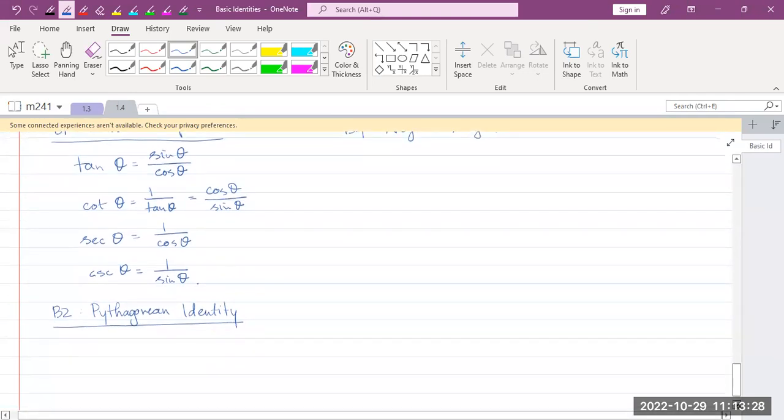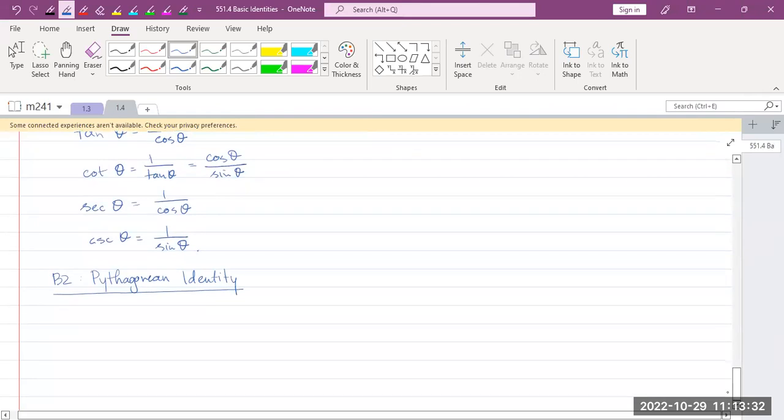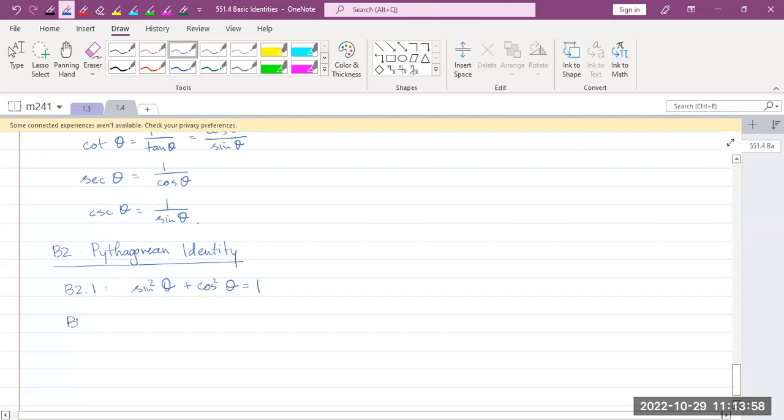Now, because we will prove this in order and we will use this a lot, I will name it, I will number it. So the first one, B21, is sine squared theta plus cosine squared theta equals 1. Sine squared of an angle plus cosine squared of the same angle is equal to 1. Second, tangent squared theta plus 1 equals secant squared theta. The third one, 1 plus cotangent squared theta equals cosecant squared theta.